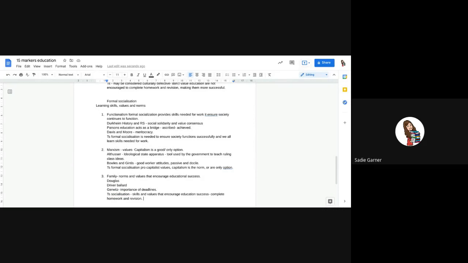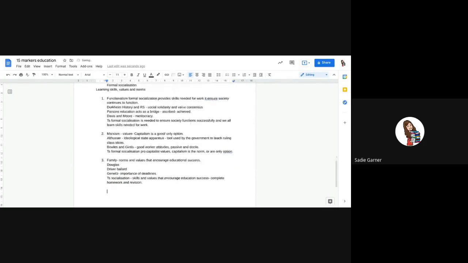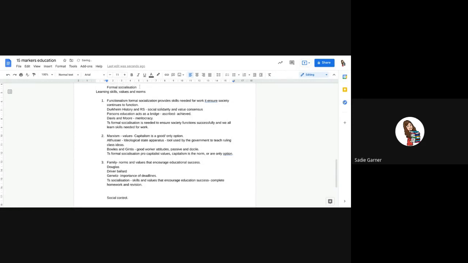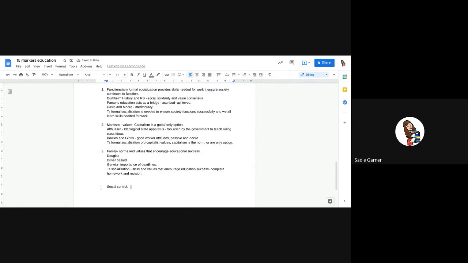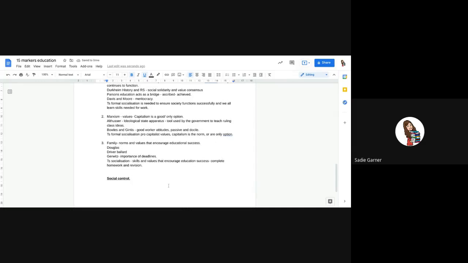Okay, gonna now look at social control. Actually very similar. It's the same really. This is socialization and this is about how education controls us. So it's going to be functionalism and Marxism again. So with this one, I won't be explaining in detail the sociologists.